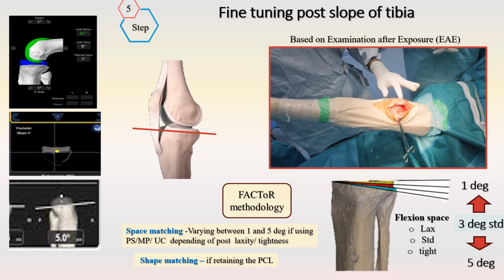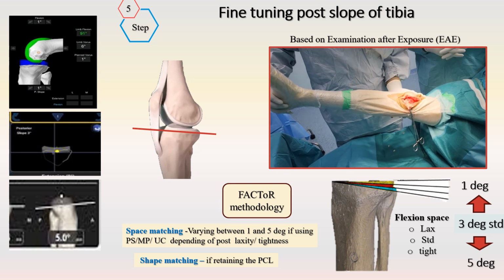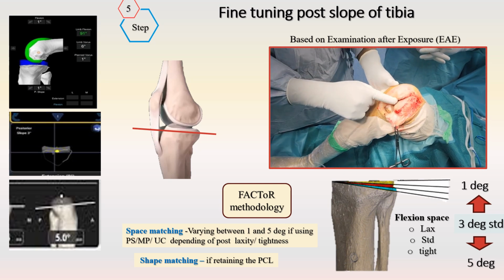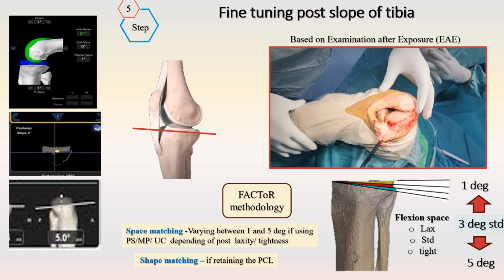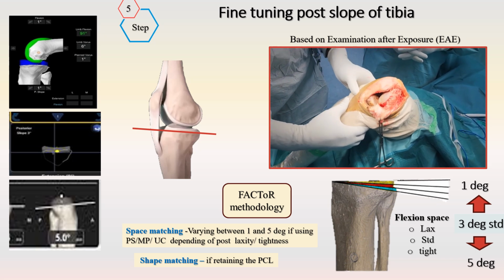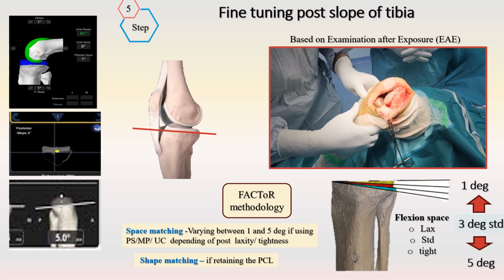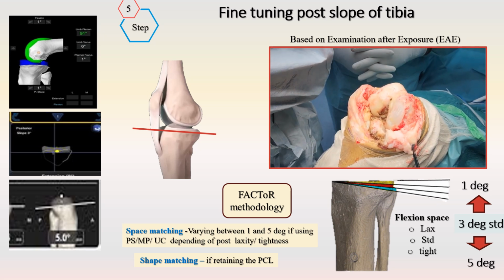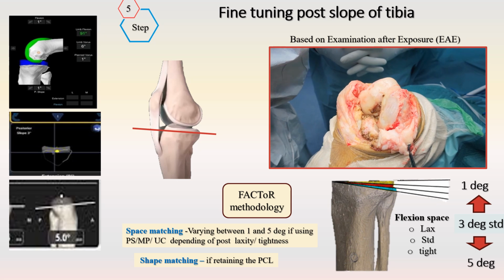So I expose the knee now. Now I'm looking for any laxity in extension. And then I'm looking for the patellofemoral tracking. And then I'm looking at the flexion space. And I want to quantify it either as lax, standard, or tight. Based on my reading, I would dial in either 1 degree posterior slope or 3 degrees posterior slope or 5 degrees posterior slope. And now we are able to space match the flexion space to the extension space, just like how you do in a robotic platform.